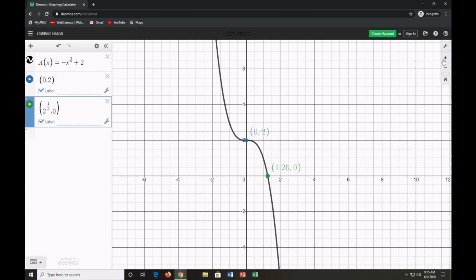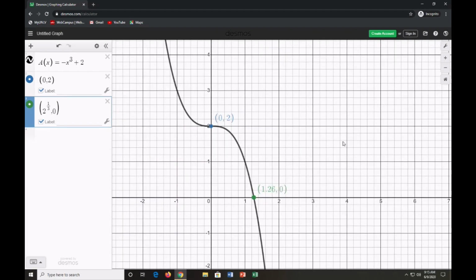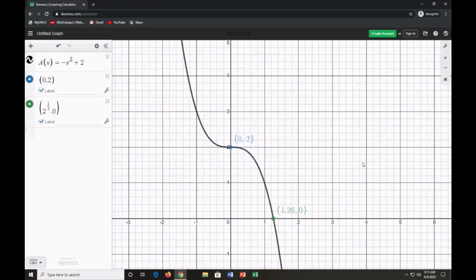Can I zoom in a little more? Maybe, yeah, that's even better. So you can see it a little bit more up close than before, right there. Okay, with the x and y intercepts clearly shown.